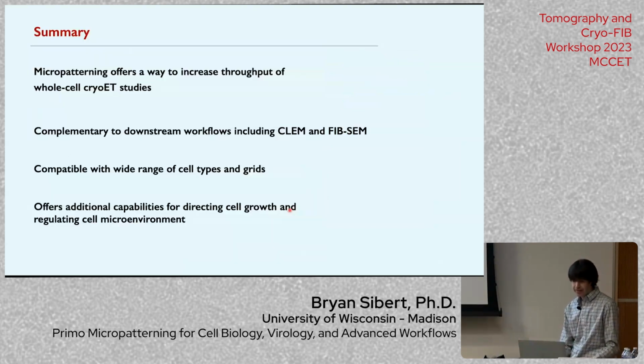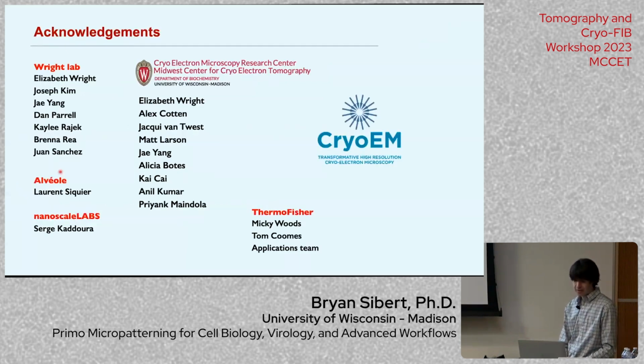So in summary, micropatterning is a way to increase throughput of your whole cell cryo-ET studies. It's very complementary to CLEM and FIB-SEM. It's very versatile, any grid type, any sample. You will have to optimize per sample what your ECM and patterns are. And then again, you can go beyond just positioning cells. There's a whole lot you can do. If you go to Alveole's website or look in the literature, I'll have a slide of references here at the end. You can explore some of those additional possibilities.